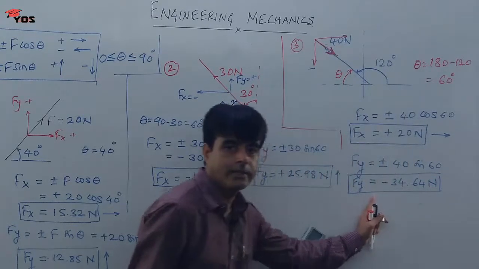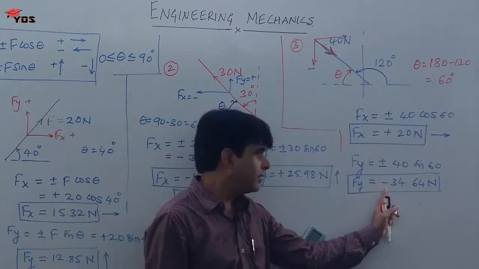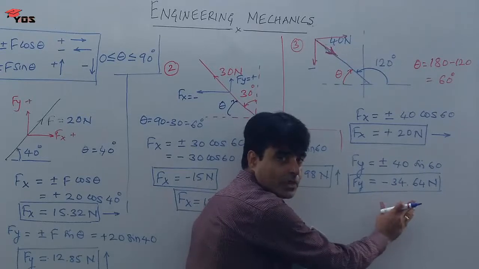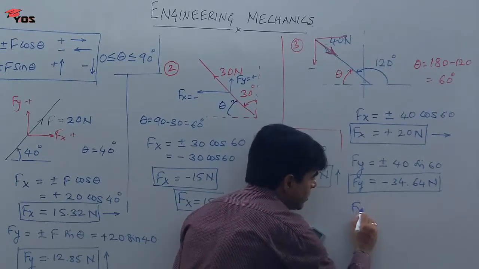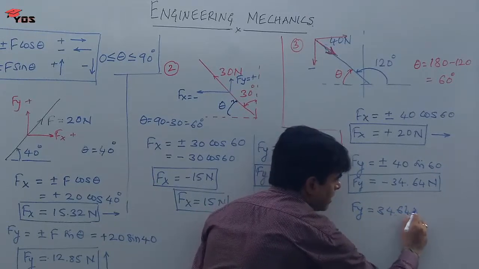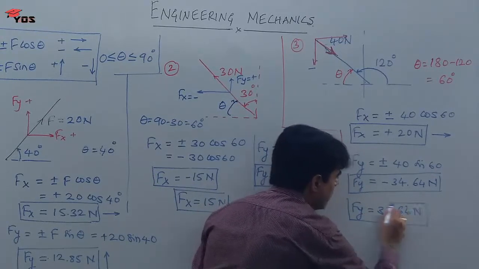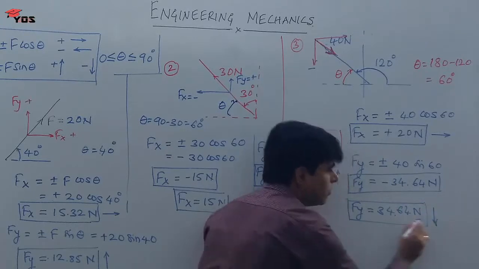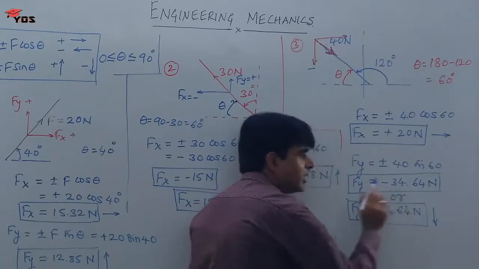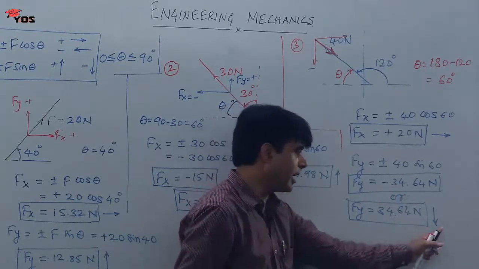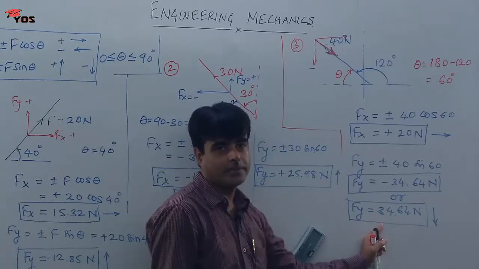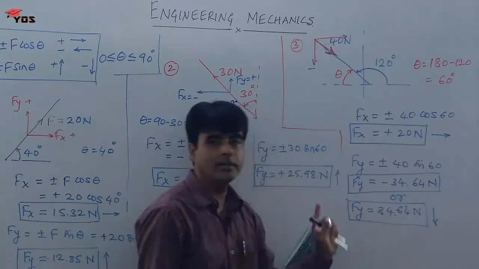Now minus sign, Fy minus indicates what? That means the y component is downward. Either you can keep it as it is, or if you want to show the direction, you can write 34.64 Newton and then the direction is downward. You can represent like this, either by minus 34.64 or by showing the direction. Once you show the direction, you don't have to write minus here. This direction indicates it is acting downward.